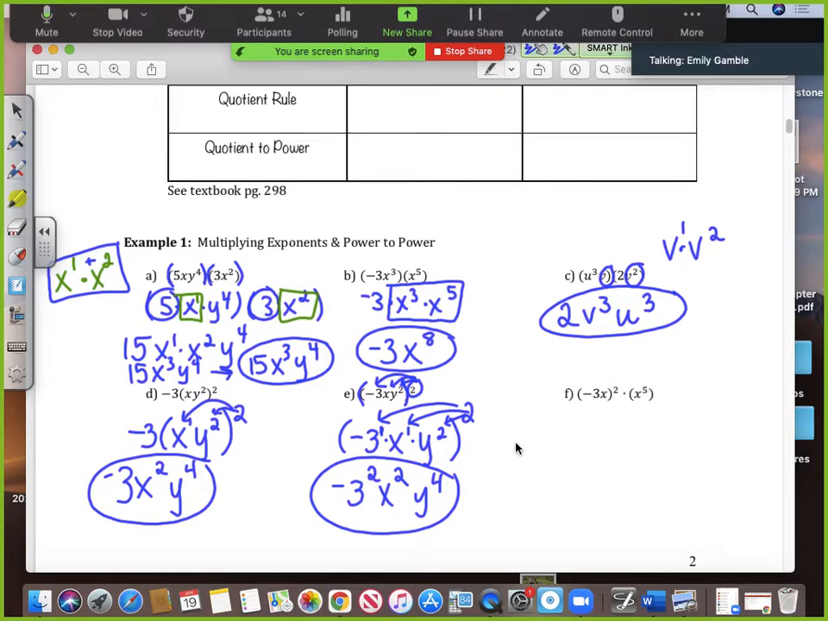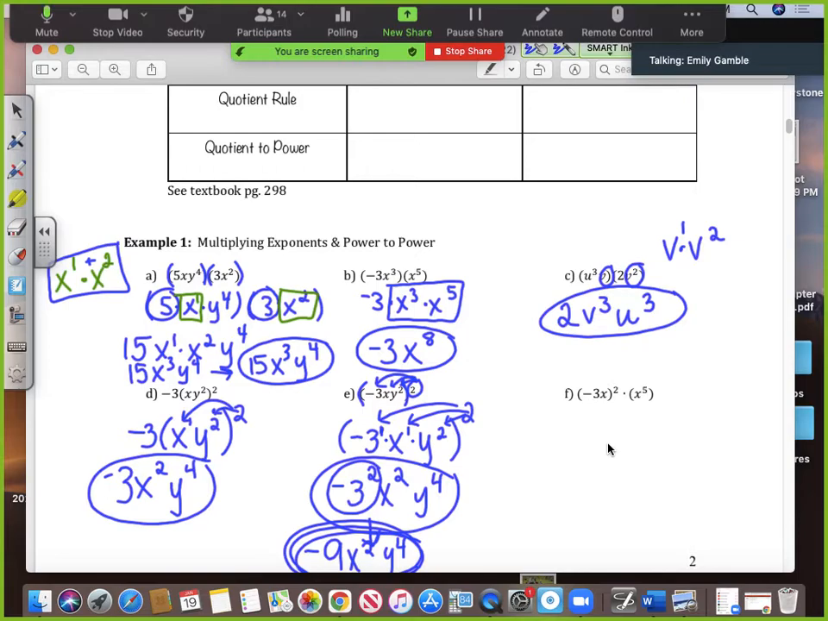Actually, I can simplify this. Just kidding. I can simplify this because this is not a variable. This is a coefficient number. -3 squared, I can simplify that to just be -9 x squared y to the fourth power. So that's what I would want you to have as your final answer, because -3 squared is -9.